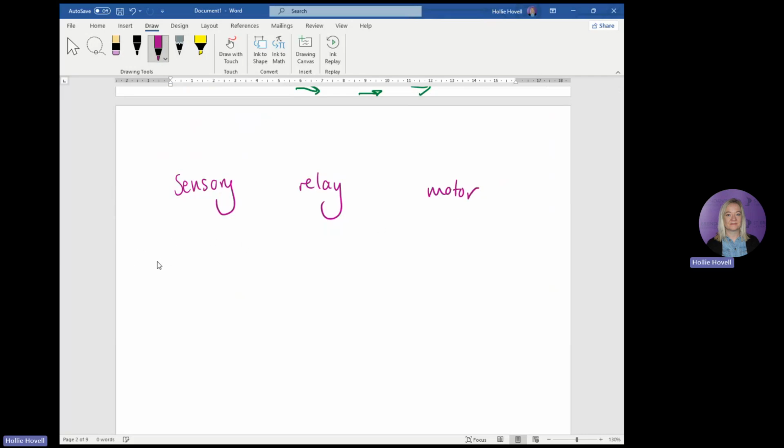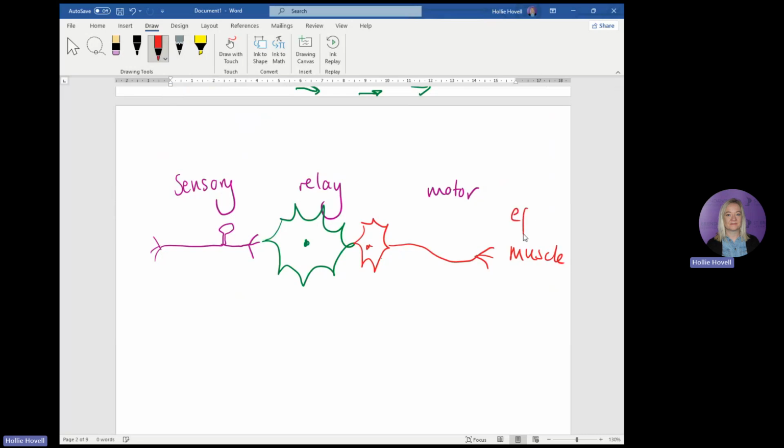All right, so sensory, first of all, remember cell body's in the middle. Then the relay is going to connect like that. And then the motor something like that. And that's going to go to the muscle or gland, which is the effector. Muscle or gland. And this is going to come from the receptors, which is at your sense organs, just here.